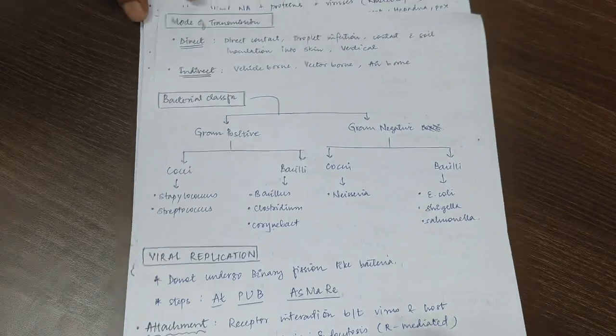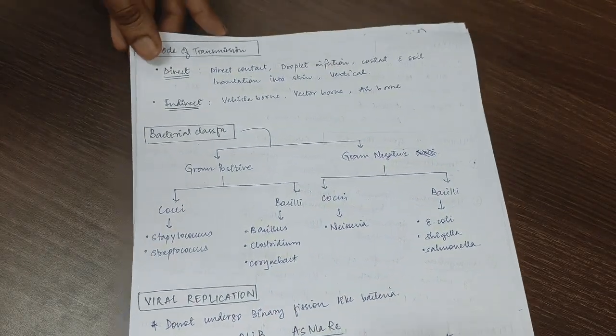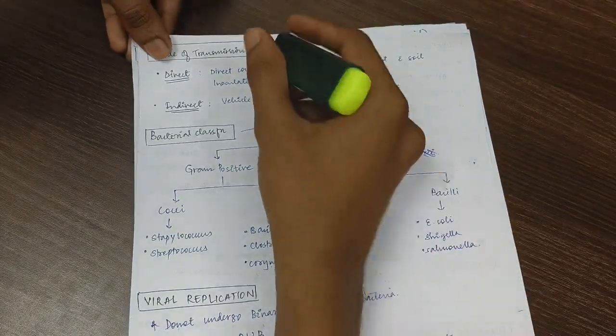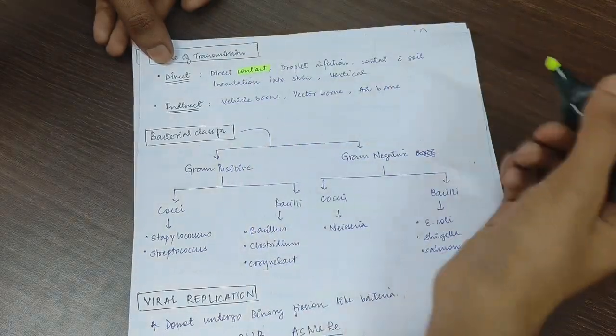Coming to the modes of transmission. What are the modes of transmission? There are direct and indirect. Direct is by direct contact. You are going to touch the person directly, that is direct contact.